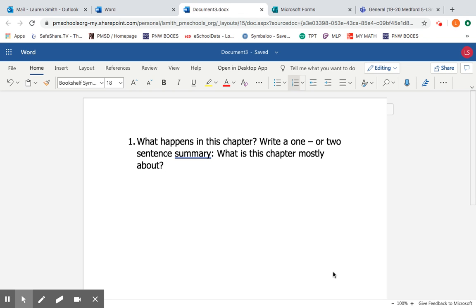And especially if there's something right on the page for you or in the question, it should be spelled correctly. So the first question you're going to be answering about Esperanza today is what happens in this chapter? Write a 1 or 2 sentence summary. What is this chapter mostly about?